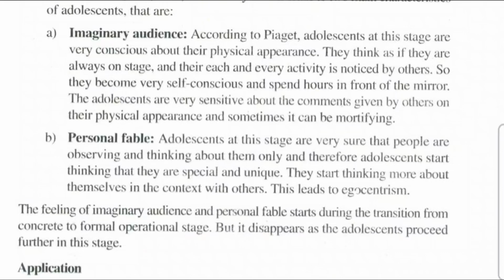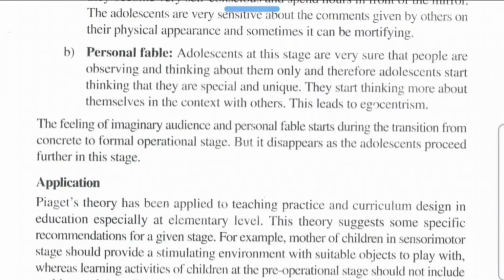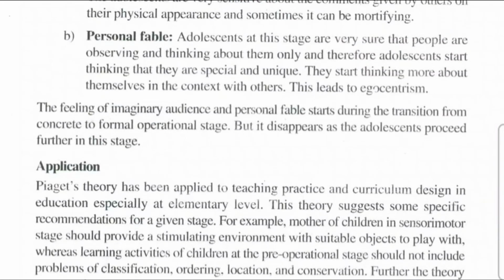Personal fable. Adolescents at this stage are convinced that people are observing and thinking about them exclusively. Consequently, they start believing that they are special and unique. This leads them to think more about themselves in relation to others, resulting in egocentrism.